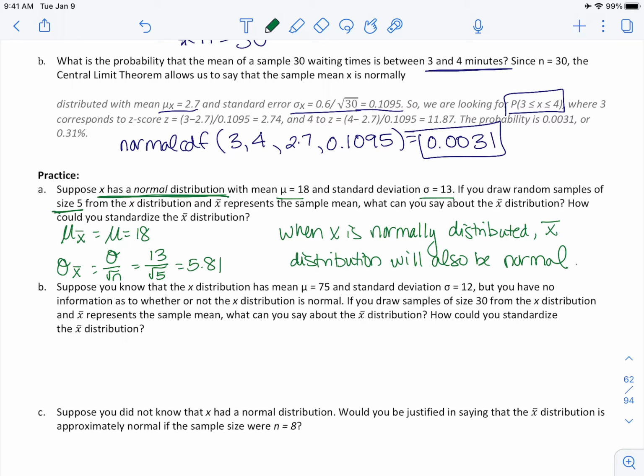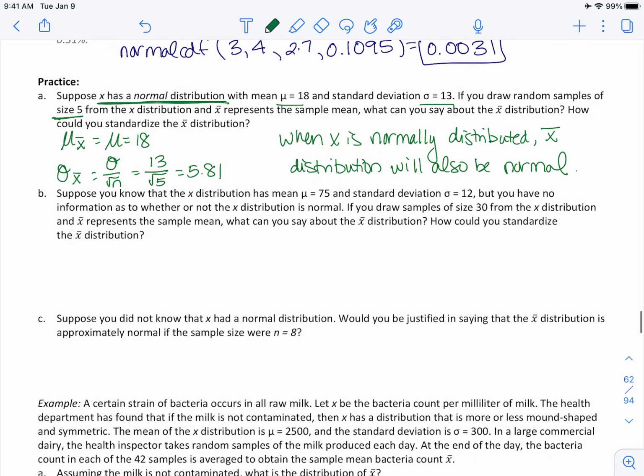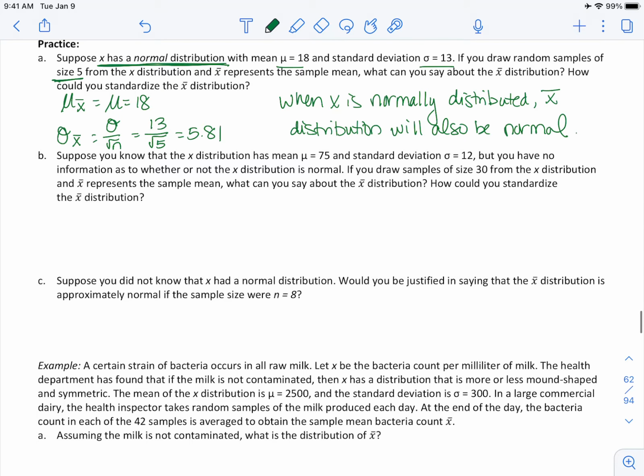Okay, so suppose you know that the x distribution has a mean mu of 75 and a standard deviation sigma of 12, but you have no information as to whether or not the x distribution is normal. If you draw samples of size 30 from the x distribution and x bar represents the sample mean, what can you say about the x bar distribution? How could you standardize the x bar distribution?